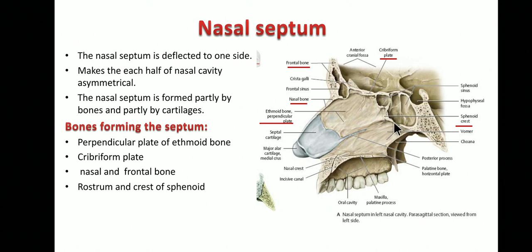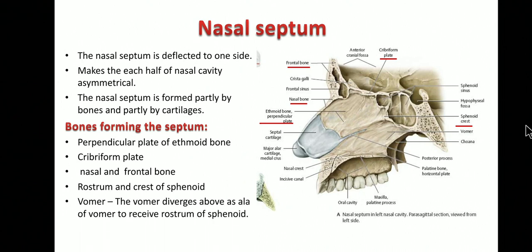In the same way, from the undersurface you also have another projection called the rostrum of the sphenoid, which articulates with the vomer. The vomer is a bone which is ossified in membrane and it is bilateral. How do we confirm it? This bone is actually not a single bone but bilateral, fused. In the upper part the vomer diverges to form the ala of the vomer, and between the two diverging parts the rostrum of the sphenoid fits into it.